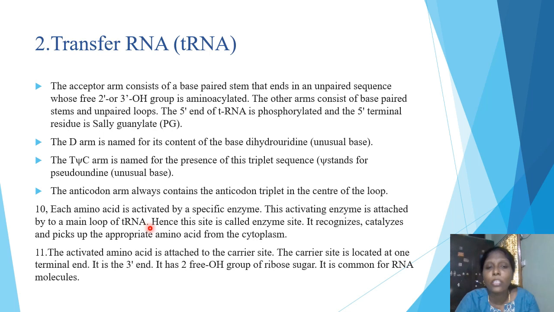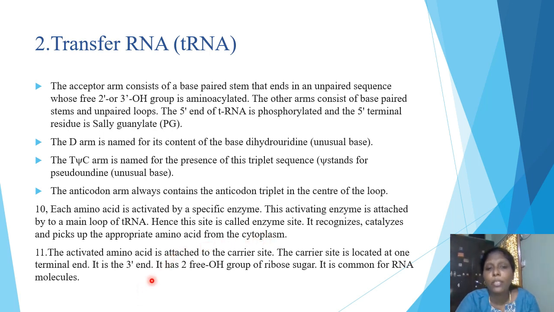Each amino acid is activated by a specific enzyme. This activating enzyme is attached to a main loop of tRNA. Hence, this site is called the enzyme site. It recognizes, catalyzes, and picks up the appropriate amino acid from the cytoplasm, because the main role of tRNA is to transfer the amino acid for the synthesis of proteins.